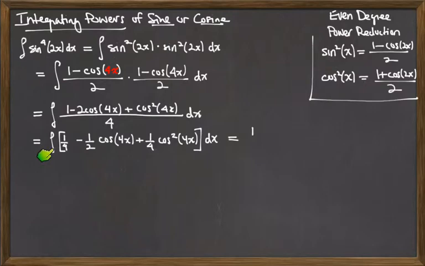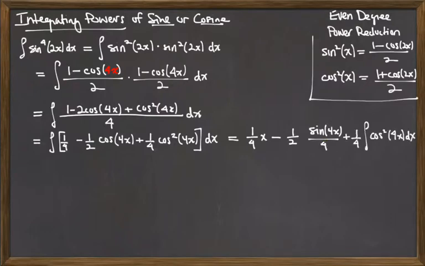Let's integrate 1/4. I'll get 1/4 x. The second term is 1/2. It will be sine of 4x, and I have to divide by 4 to account for the 4 that appears in the angle. I still need to integrate 1/4 cosine squared of 4x. However, to do the integral of cosine squared, because it's an even degree, I'm going to apply the reduction formula for cosine. Notice the angle is already 4x, so it's going to double to be 8 times x now.